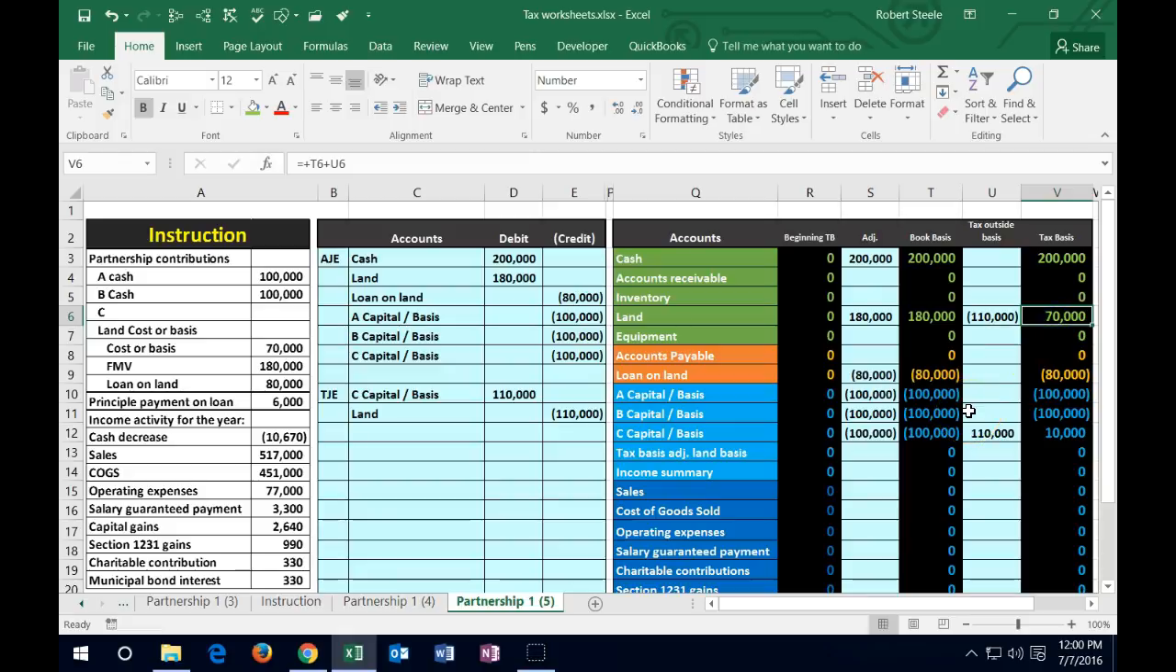Now, there's one other thing that has to happen with this one journal entry, and that's the fact that if this loan is going to be assumed by the other partners, we're going to increase their capital accounts for the fact that they're liable for the loan on the tax basis again.